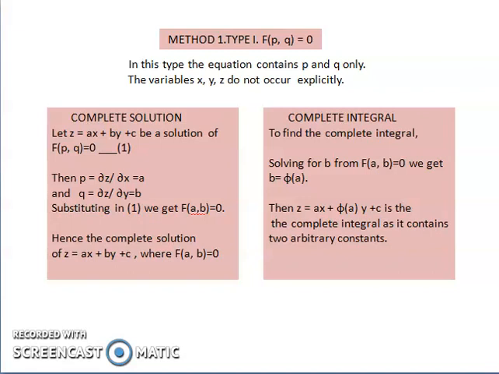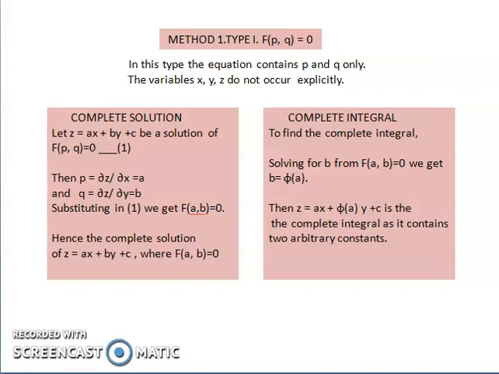So we can find four types of solution: complete solution, complete integral, singular integral and the general integral. We'll assume z equal to ax plus by plus c is a solution of f of p comma q equal to 0. We know p is equal to dou z by dou x equal to a and q is equal to dou z by dou y equal to b. So we'll substitute the value for p and q as a and b in the first equation. So we'll get the complete solution as z is equal to ax plus by plus c where f of a comma b is equal to 0.